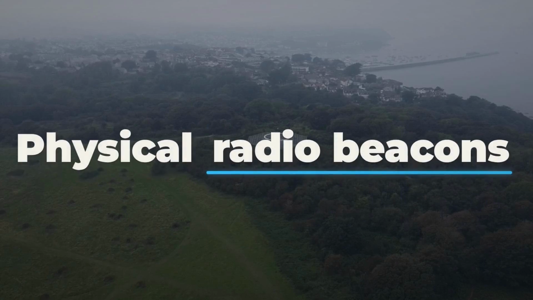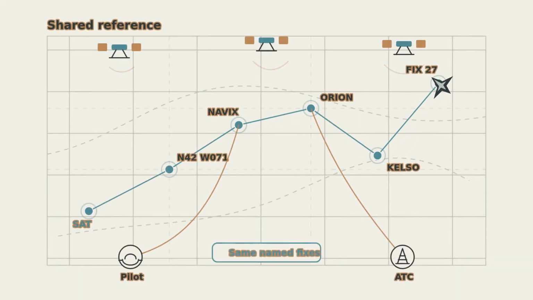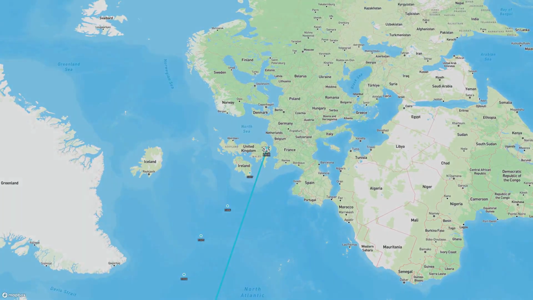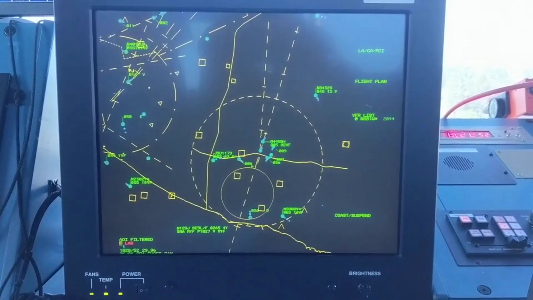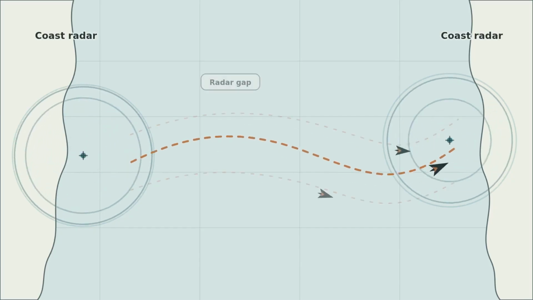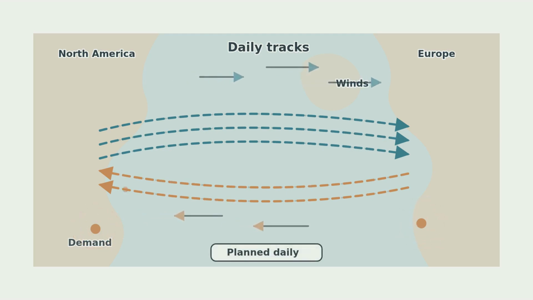Those waypoints can be physical radio beacons, satellite navigation fixes, or invisible coordinates with names pilots and controllers both recognize. A flight plan might step from one fix to the next for hundreds of miles because each segment fits into a system that keeps traffic predictable. Over oceans, where radar coverage is limited, aircraft may follow organized tracks that shift each day with winds and demand.